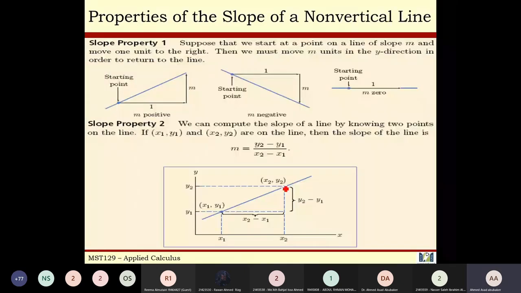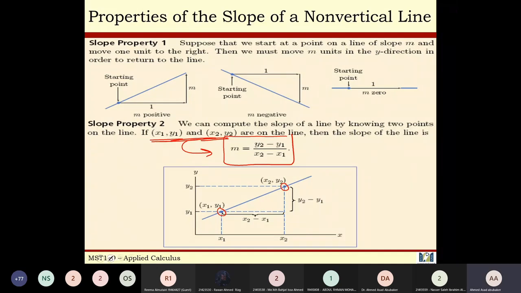Look at this. If we have 2 points, (x1, y1) and (x2, y2), we can find the slope of the line by using this formula: y2 minus y1 over x2 minus x1. So if given 2 points, we can use these 2 points to find the slope of the line. Okay.